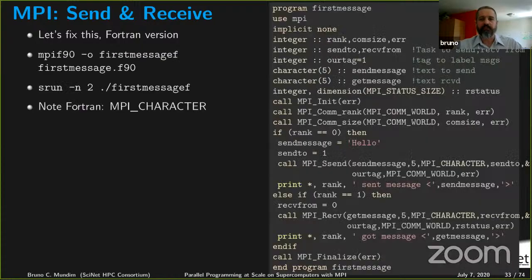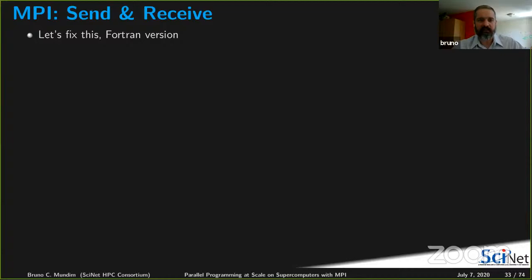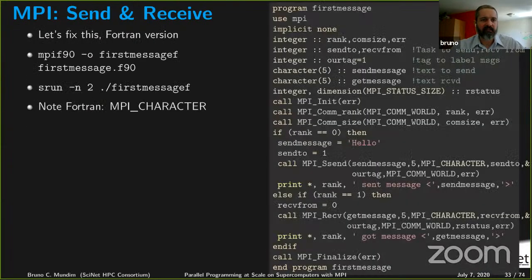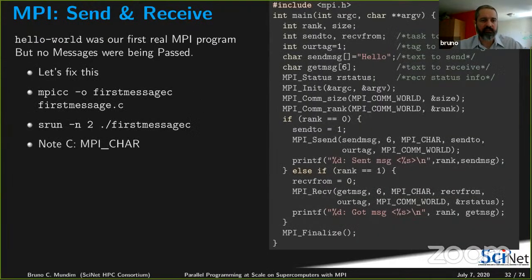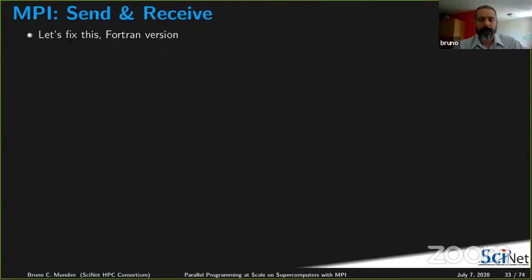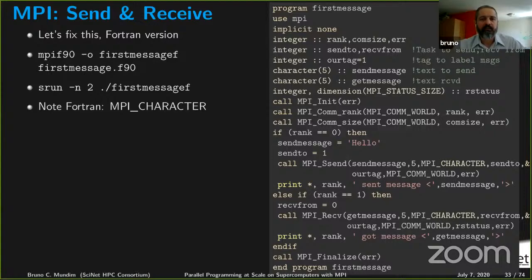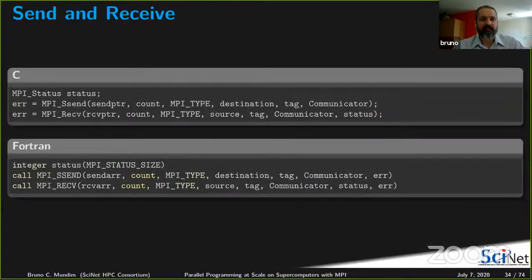In the Fortran version, you can do the same. I'm just going to highlight one difference: when you're sending a character in Fortran, you use the MPI type character. And when you're sending in C, where's my C version? Here. I'm sending MPI_CHAR, okay, MPI underscore char. Okay, so basically, that's a send and receive.